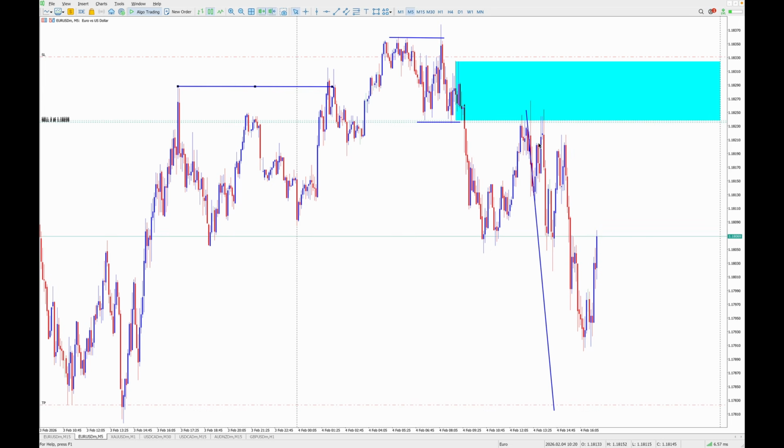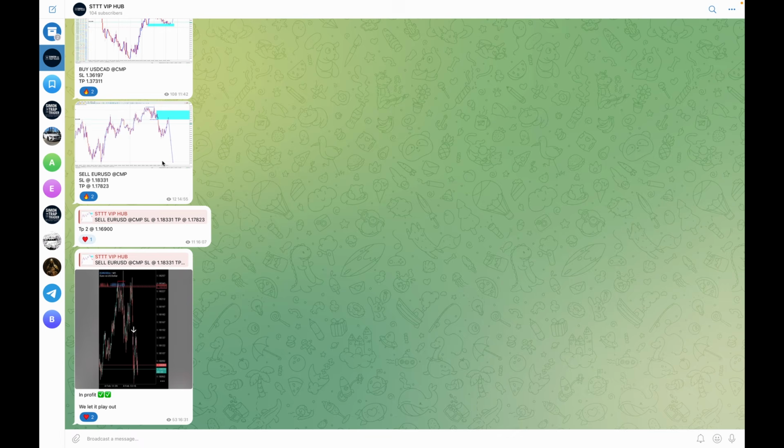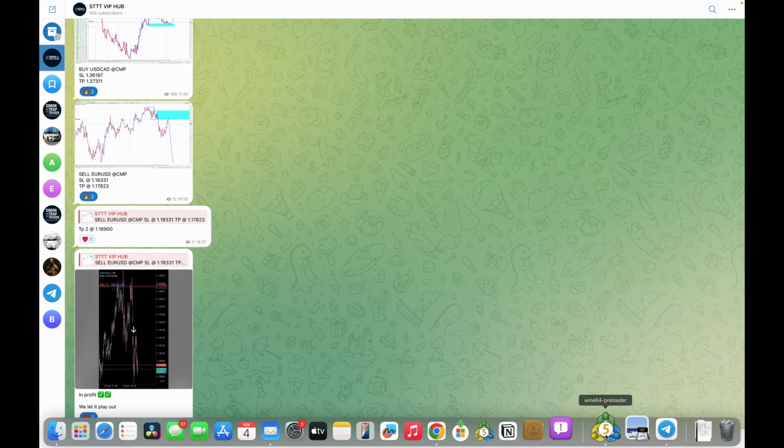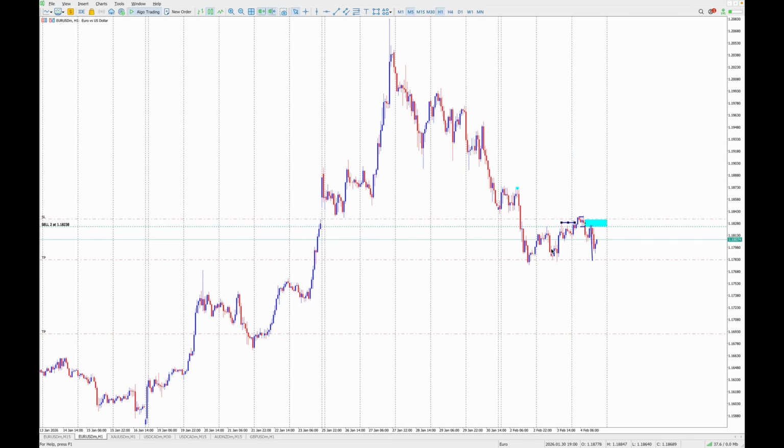So when I saw the pullback, as you can see, when I sent the signal, that is where I entered at that order block right there. And my target on this one, I want to see this get all the way down to this take profit right here. So that's our take profit one. And if that makes its way to take profit one, I will look to see this move lower to this price. All right, guys.